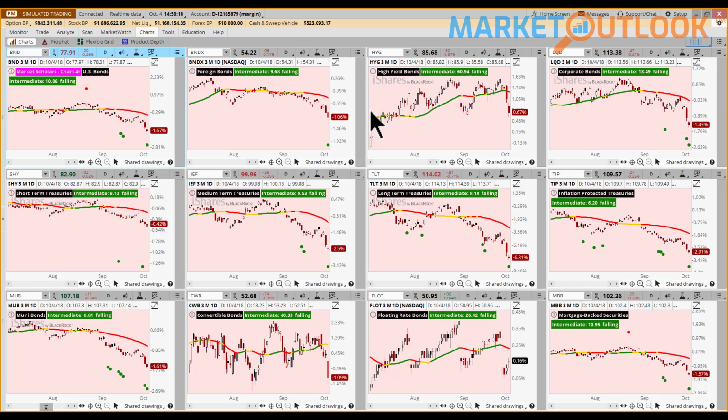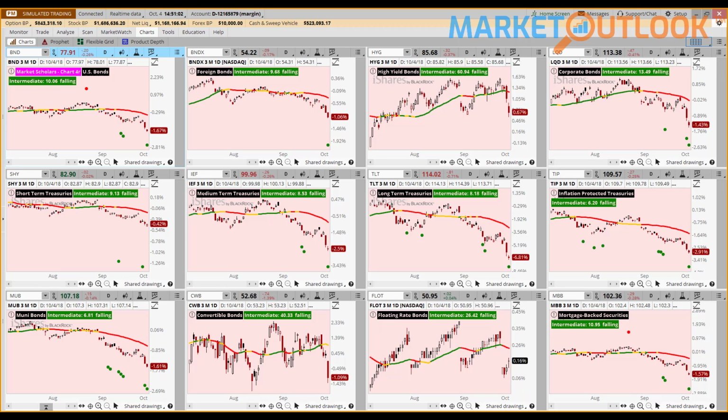As you look at this 12 grid here, this is chart 4R for those of you that are following along at home. We have a clean sweep of pink charts. Remember, we don't see that all that often. In this case, these are all different fixed income instruments. So you have US bonds, foreign bonds, high yield bonds, corporate bonds, short-term treasuries, medium-term treasuries, long-term treasuries, inflation-protected treasuries, muni bonds, convertible bonds, floating rate bonds, and mortgage-backed securities, and you can't find a bullish chart in any of them, right? You went 0 for 12 here. That's what happens when interest rates rise. Bond security prices go down, and that's where we're at right now.